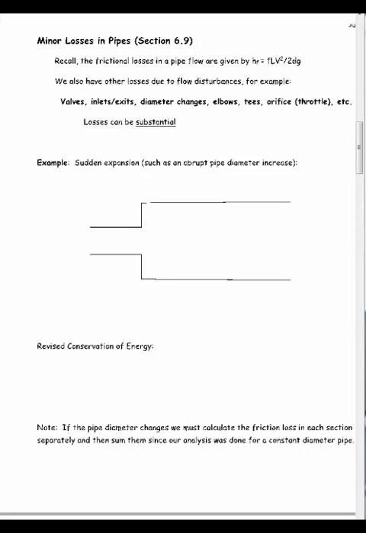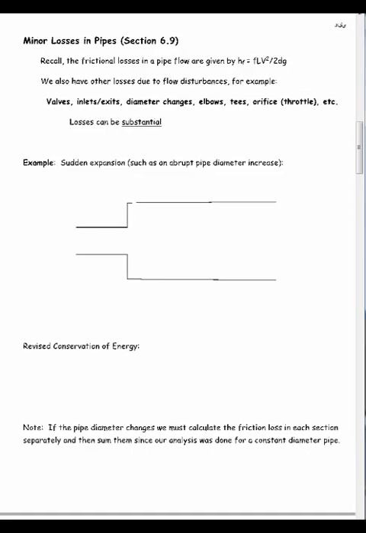Okay, so this is our last section in Chapter 6, on pipe flow, and we are going to talk about what are called minor losses. We've already done frictional losses, and we had an equation for our HF. We're going to have other losses because any kind of disturbance in the flow caused by diameter changes, elbows, tees, orifices, throttle valves, inlets, and exits is going to cause some kind of flow disturbance.